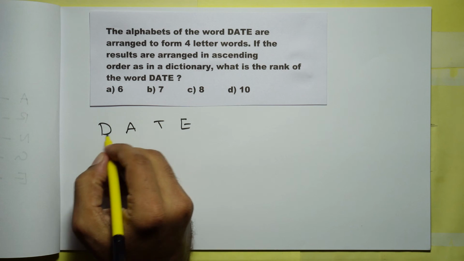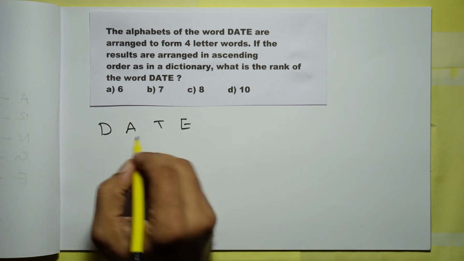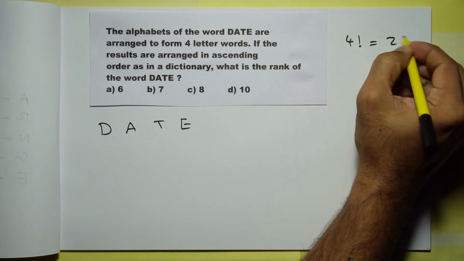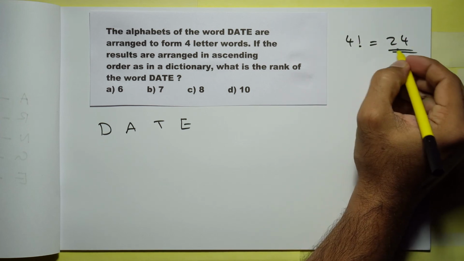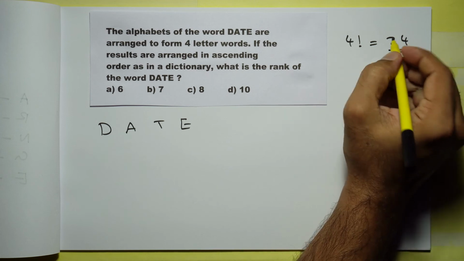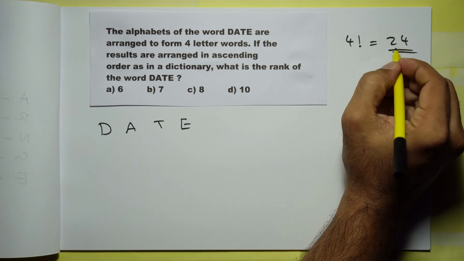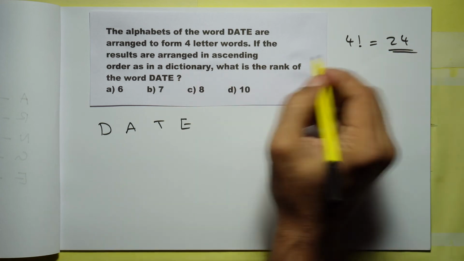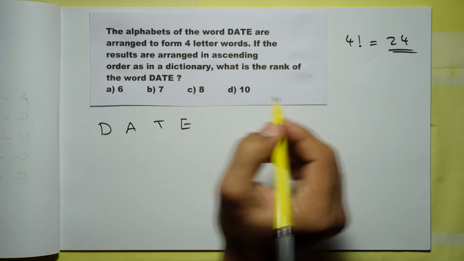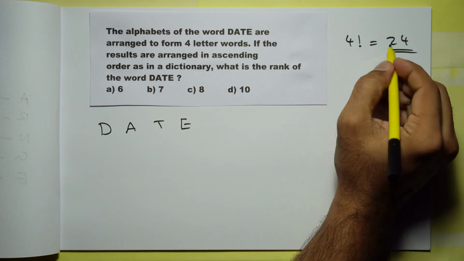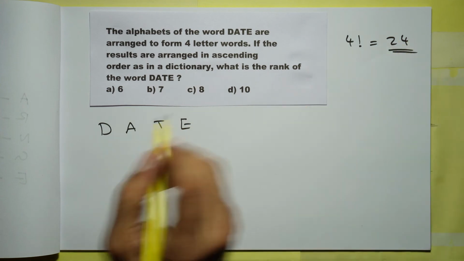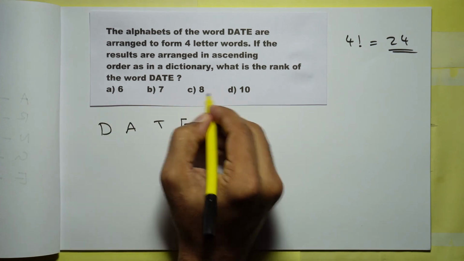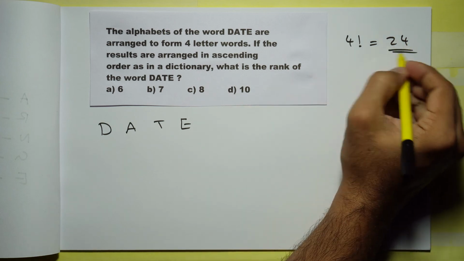First of all, let us find out the total number of words that are possible. So 4 alphabets are there. They can be interchanged among themselves in 4 factorial ways. 24 words are possible. So what they are asking is, if these 24 words are arranged in ascending order like in a dictionary, then what is the rank of the word DATE, or what is its position? That is, in the list of 24 words, whether the word DATE will be 6th or 7th or 8th or 10th, that is what we need to find out.